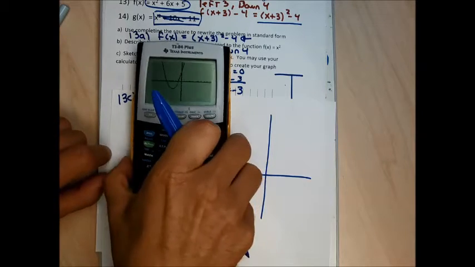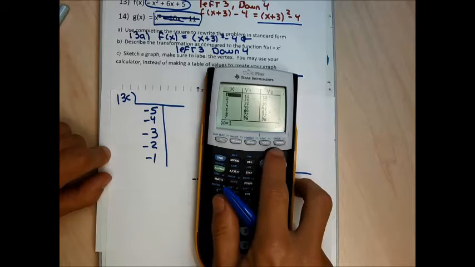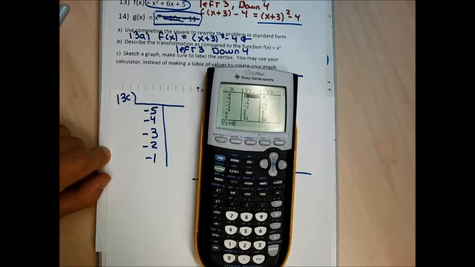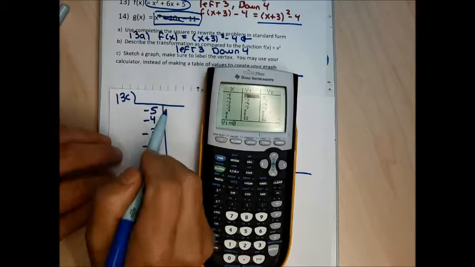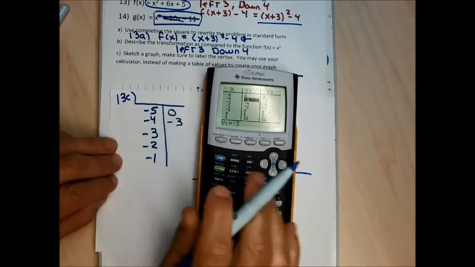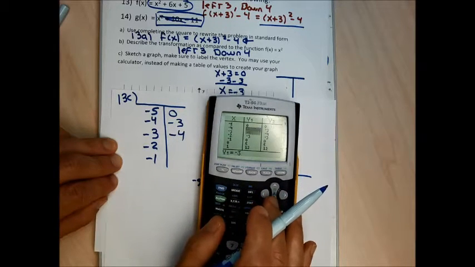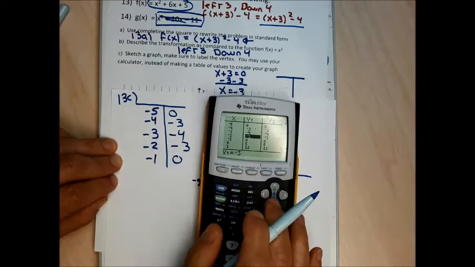Now to fill in my y's, I'm going to go second table. I have two functions on my graph, so I'm seeing two y columns, but they're both the same because both the graphs have this. They're different equations, but they have the same y's and they have the same graph. So next to -5, I should have the number 0 in my table. Next to -4, I should have -3. Next to -3, I should have -4. That's going to be my vertex. Next to -2, I should have -3. And next to -1, I should have 0.